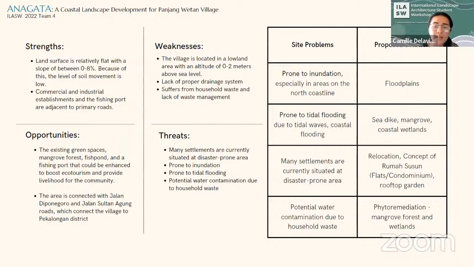For the weakness, the village is located in a lowland area with an altitude of 0 to 2 meters above sea level. There's also a significant lack of proper drainage system, and the area suffers from household waste and lack of waste management. For the opportunities, based on the land use map, the site has patches of green spaces, mangrove forest, fish pond, and a fishing port that could be further developed or enhanced to boost ecotourism, which will be the key to provide livelihood for the community.